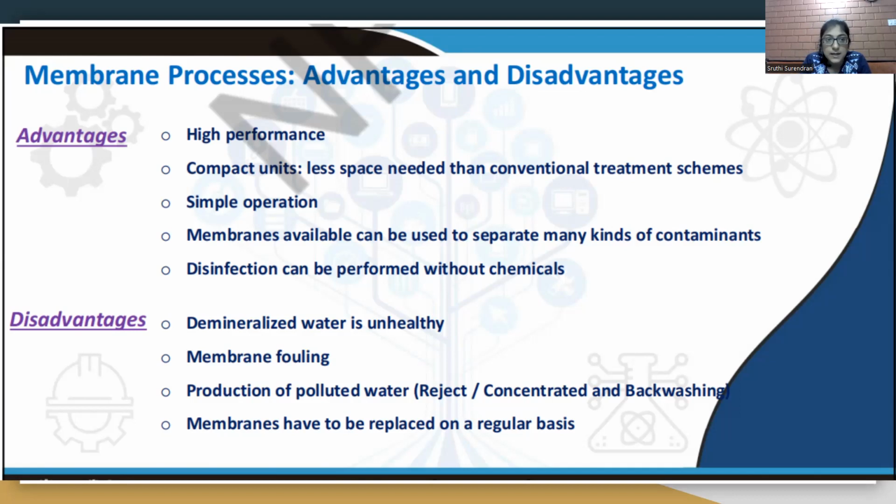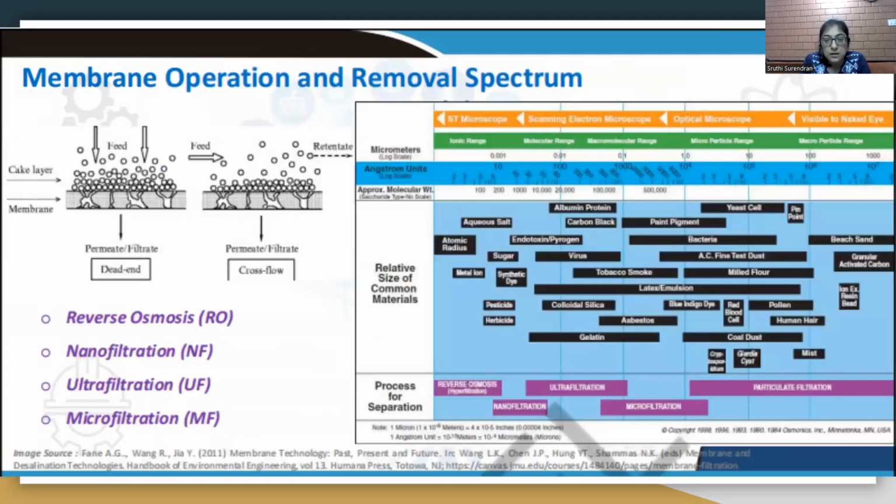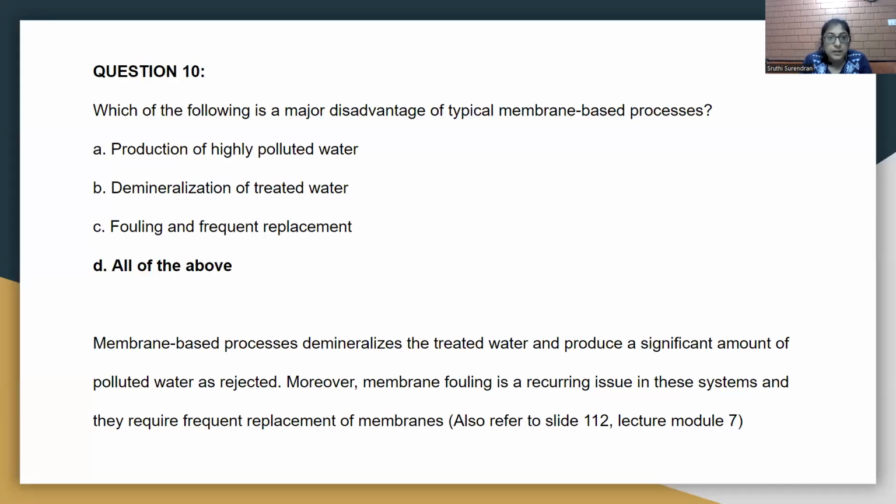So these are some disadvantages of membrane-based processes: reverse osmosis, nanofiltration, ultrafiltration, microfiltration. These are a few methods of membrane operation. Now coming back to the question, the major disadvantage of a typical membrane-based process is all of it: demineralization, fouling, frequent replacement, production of highly polluted water. All of the above are disadvantages of the membrane-based processes. So it's option D. So that was about this question.